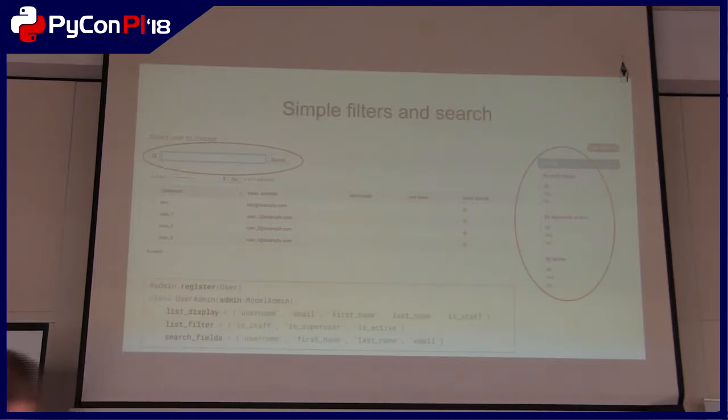Django admin offers us also some simple filters and search marked with the red line. So when we add parameters such as list filter and search fields, of course in a declarative way, because a lot of Django admin code is written in a declarative way, we specify what fields we want to filter by and what fields we want to search by.